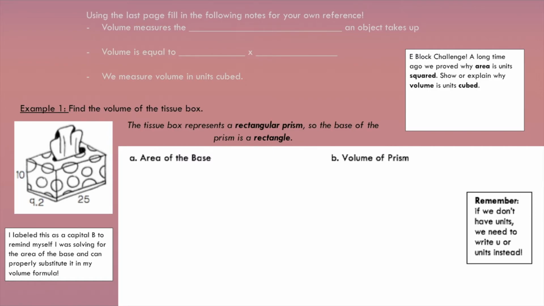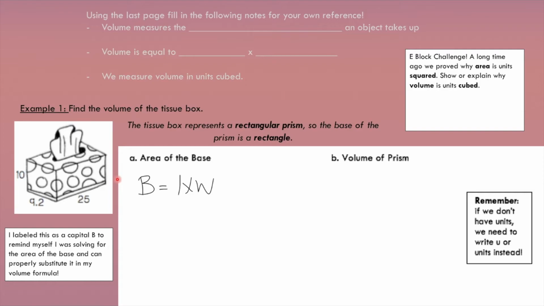All right, so this first example, we want to find the volume of the tissue box. This tissue box is a rectangular prism. That means, like we talked about last week, the base of the prism is a rectangle. I'm going to consider this part of the base for right now. So let's look at this first part. When I'm finding volume, the first thing I need to do is find the area of the base. You'll notice here, I have my area formula for a rectangle, but the thing I changed here is I labeled it as capital B, not A. I labeled this as capital B to remind myself I was solving for the area of the base, and then I can substitute my answer here into the formula. That way I don't forget steps, or if I'm just being a little bit lazy, I know what I need to put where.